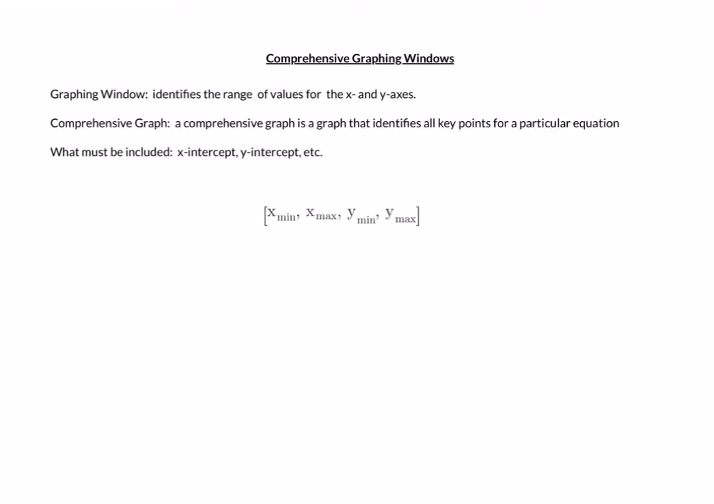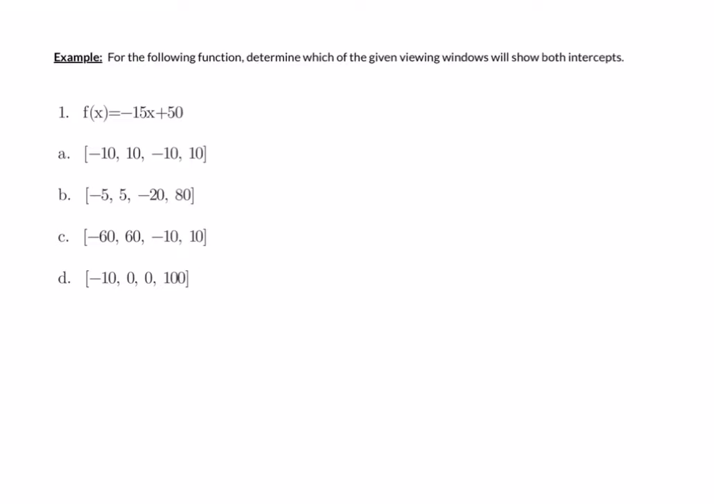So what we're going to do in this presentation is talk about what would be a good graphing window. And the main thing we want to keep in mind is that we are able to see our x-intercepts and our y-intercepts, and that it's not too big to where we wouldn't be able to identify the points. So, for the following equation, we want to determine which of the graphing windows will show both intercepts. So the first thing we want to do is find our intercepts.